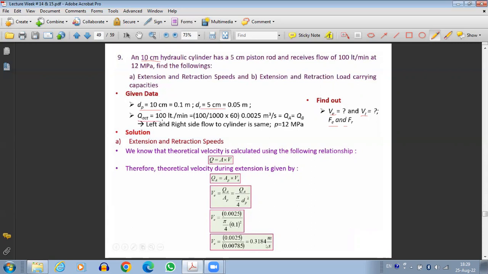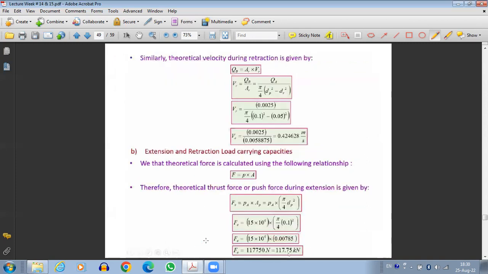So we have these parameters in the basic SI units provided with us. Since the volume flow rate was given in liter per minute, we can convert it into meter cube per second. And we have the pressure in megapascal. So the first thing is, since we have the basic formula Q equals AV, for the case of extension, we can use the piston area and the volume flow rate to find out the velocity of extension. Okay, then we can find out the velocity of retraction. In that case, we have to use the rod side area. Rod side area will be the annulus region area. Okay, and substitute the values into it.